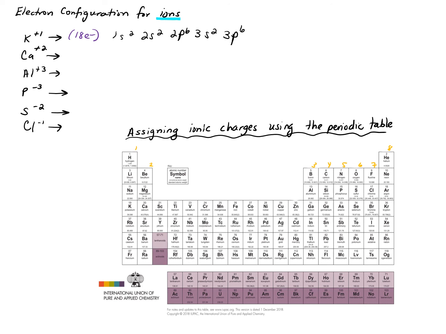Whenever you're writing the electron configuration, you should make sure that the number of electrons you write down matches the total number of electrons that you have. So I have 2 electrons here plus 2 here, that's 4, 10, 12 plus 6, 18 electrons.